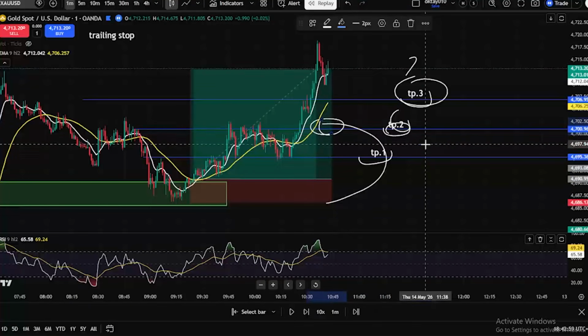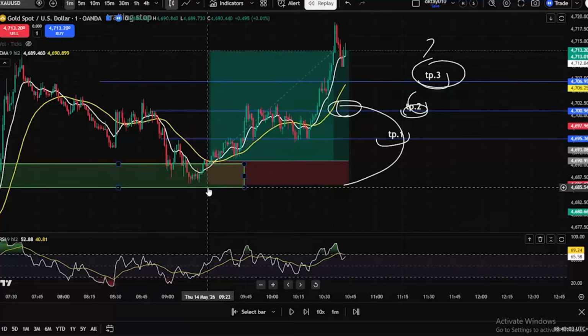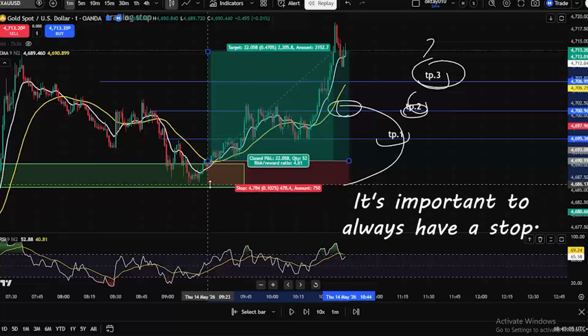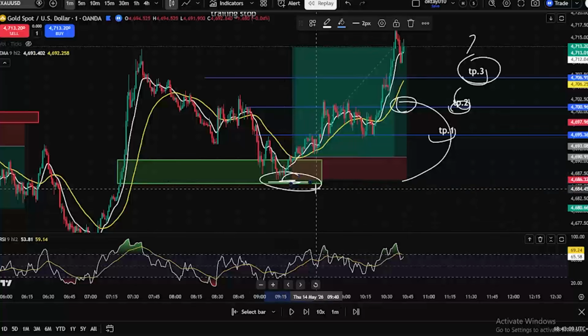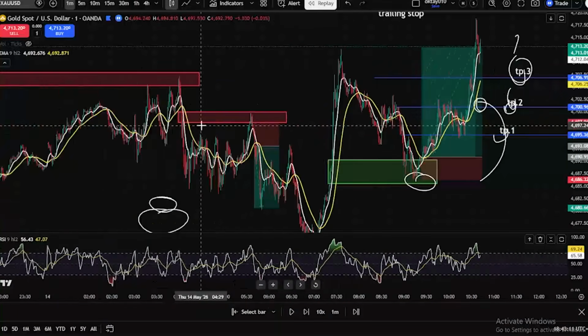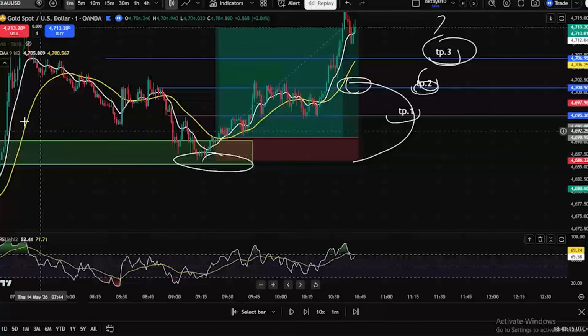6. Capital risk management, setting a stop loss. Risk management is essential in any trade. One of the effective ways to manage risk is to set a stop loss. An important part of any trading strategy is risk management. Here, we need to set our stop loss to avoid large losses.